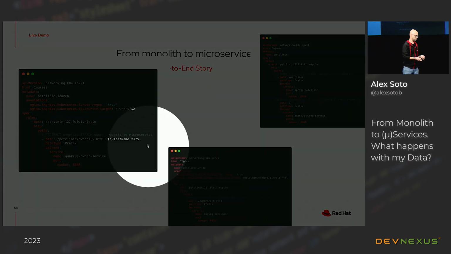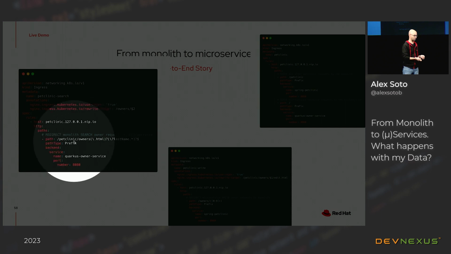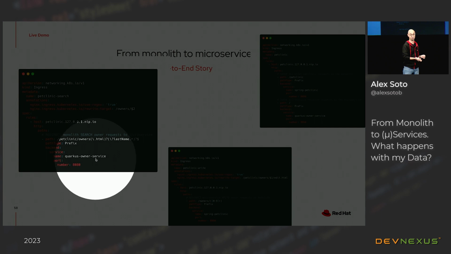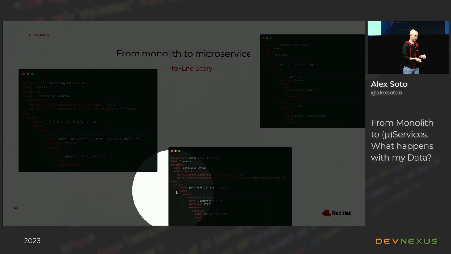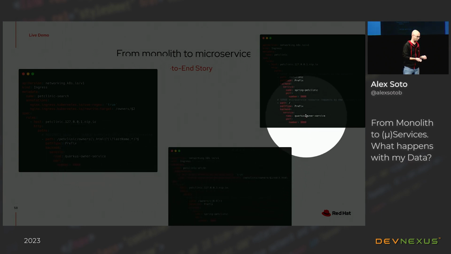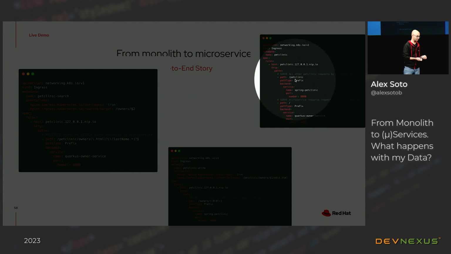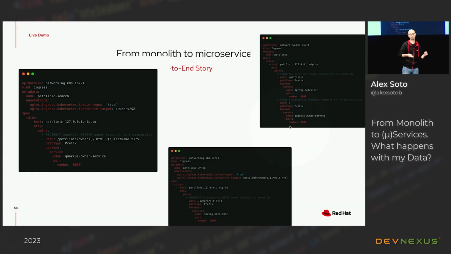Yeah, you can see here there is some kind of regular expression that says, okay, if it's the owners, then send it to the Quarkus owner service, which is the new service. But here you can see, well, maybe you don't see because it's so small, it says if not, then just send it to the old version, okay? So basically here are some ingress rules.